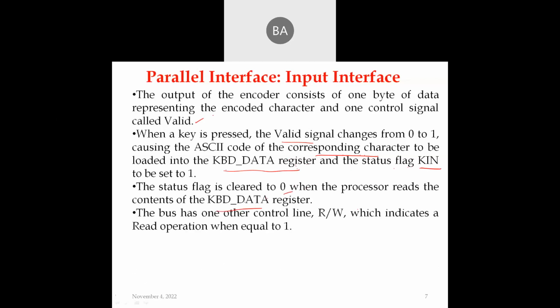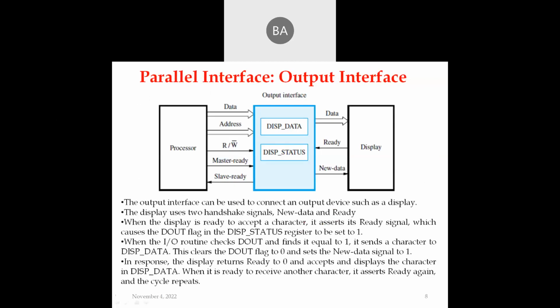The bus has another control line, which we are calling the read or write control line, which indicates the read operation when equal to 1. So when R is equal to 1, the processor is going to read the data. This is another output interface, which is for the display device, because it is a standard output device.